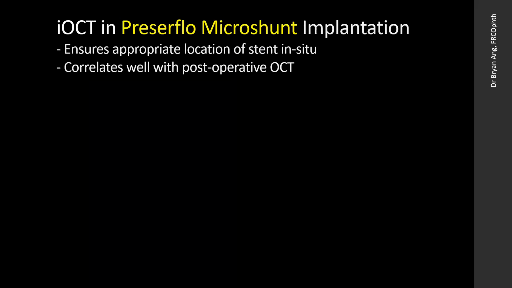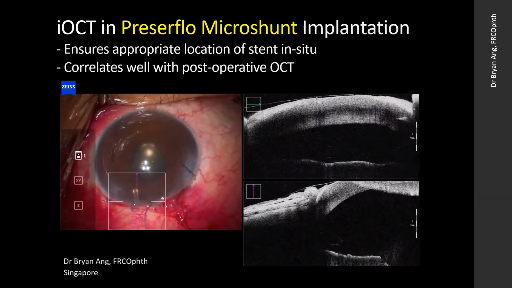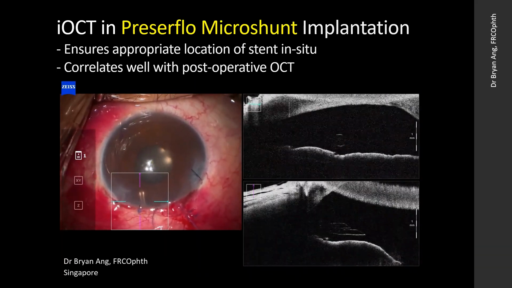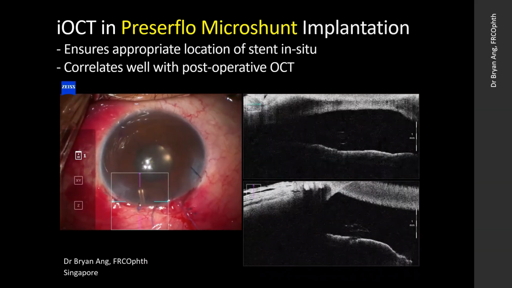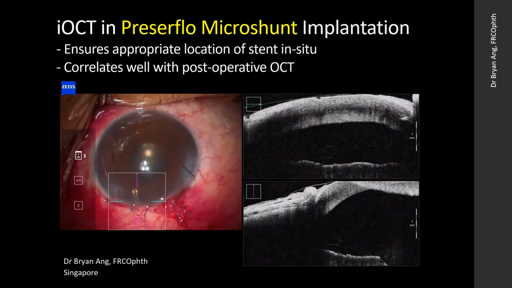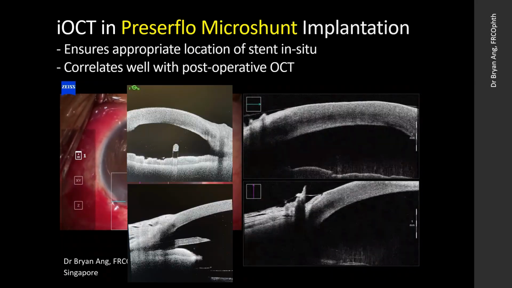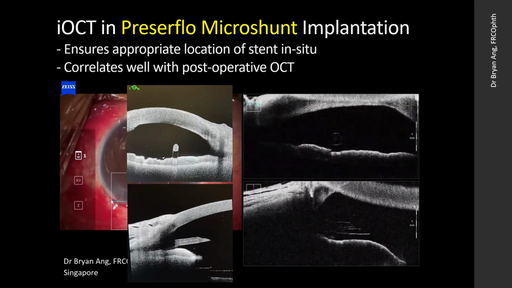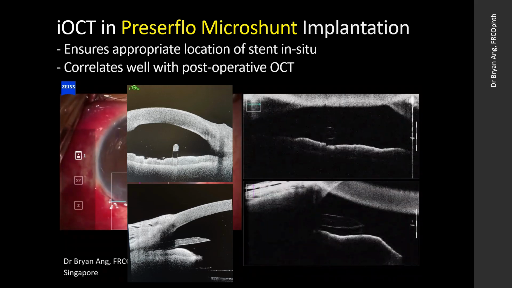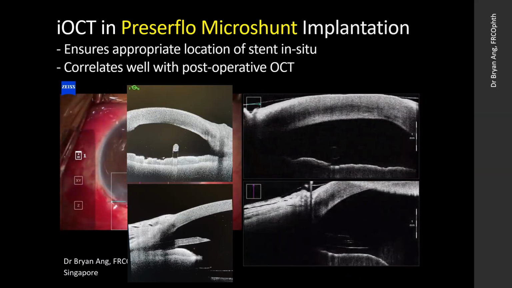After the PreserFlo Microshunt has been implanted, you can see how the iOCT allows us to be confident about the placement of the stent lying just anterior to the iris and well away from the cornea. This may lower any risk of endothelial cell loss, which may occur with too anterior an entry of the stent in the angle or too close a location of the stent to the endothelium. These are post-operative OCT scans of the PreserFlo, and we can appreciate the good correlation between both intra- and post-operative OCT scans of the stent itself.